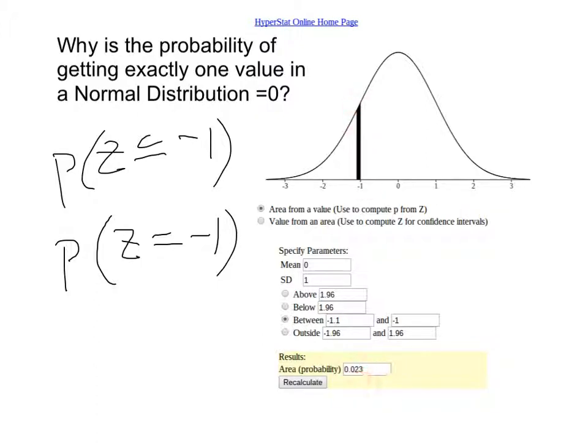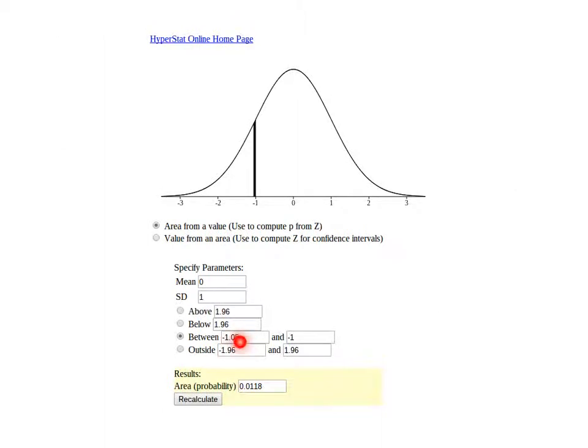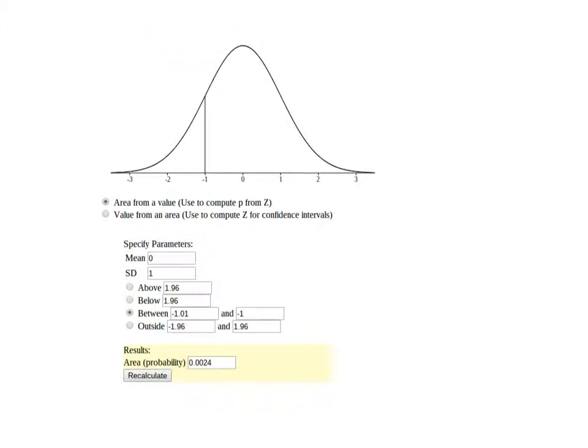The applet's telling me that's about a 0.023, or 2.3% chance, of having whatever I'm measuring fall in that range. What I did is I shrunk it up a little bit and only made it 5/100ths wide. Notice the probability is getting smaller. And again, I set it up so now it's only 1/100th away.